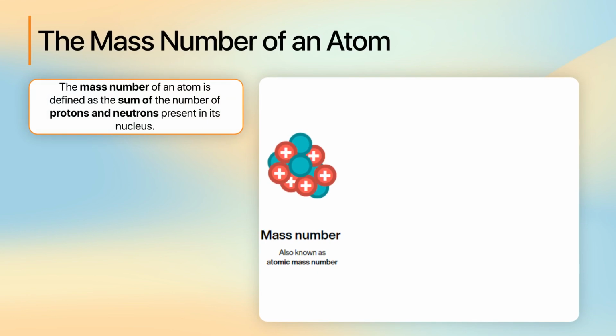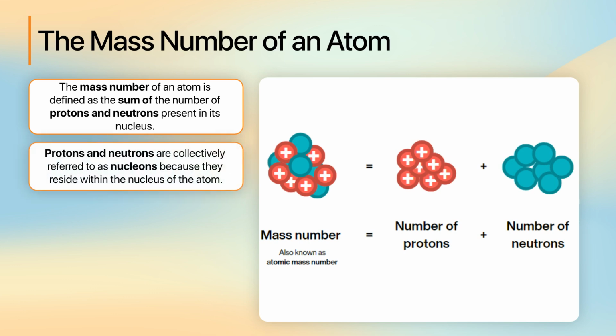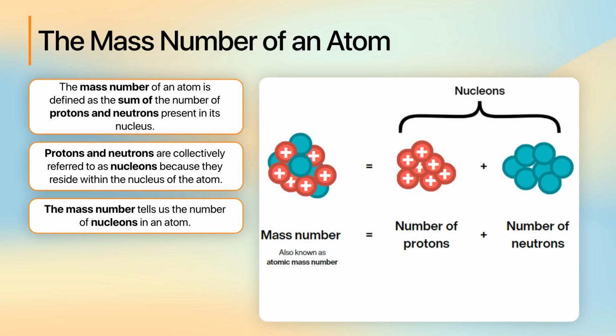The mass number of an atom, also known as atomic mass number, is defined as the sum of the number of protons and neutrons present in its nucleus. Protons and neutrons are collectively referred to as nucleons because they reside within the nucleus of the atom. So, the mass number tells us the number of nucleons in an atom. This value is always a whole number.